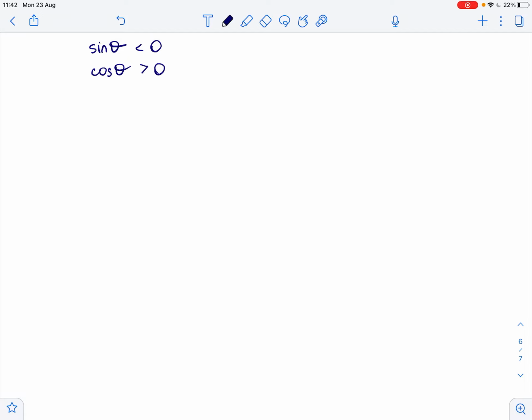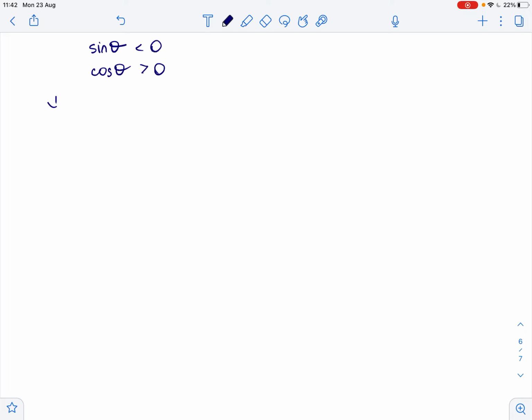Theta is an angle in a standard position. We know that sine of theta is negative while cosine of theta is positive, and we need to name the quadrant in which theta lies. So let's review what we know about the angles in different quadrants.